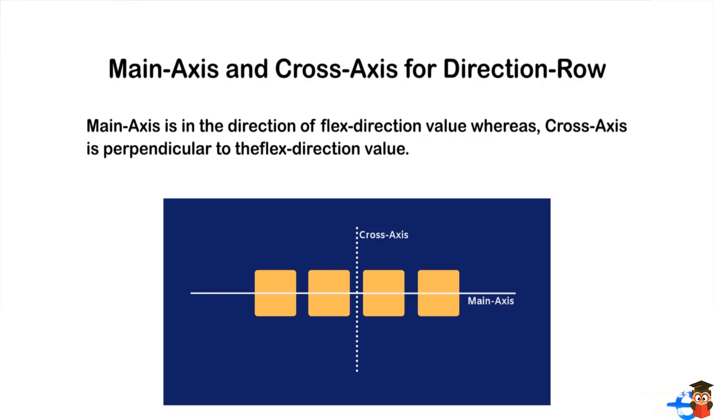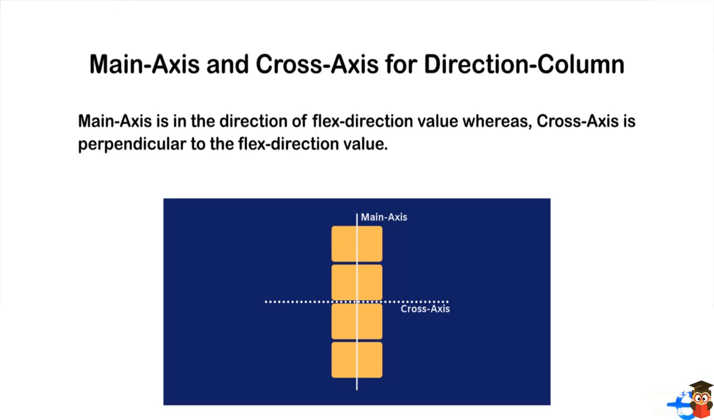We have a main axis which goes along the direction. So if the layout direction is row or row reverse, then the main axis is horizontal. We also have a cross axis which goes perpendicular to the main axis. So if the main axis is horizontal, then the cross axis is vertical. Similarly, if the layout direction is column or column reverse, then the main axis is vertical because it goes along the direction, and the cross axis is horizontal because it is perpendicular to the main axis.